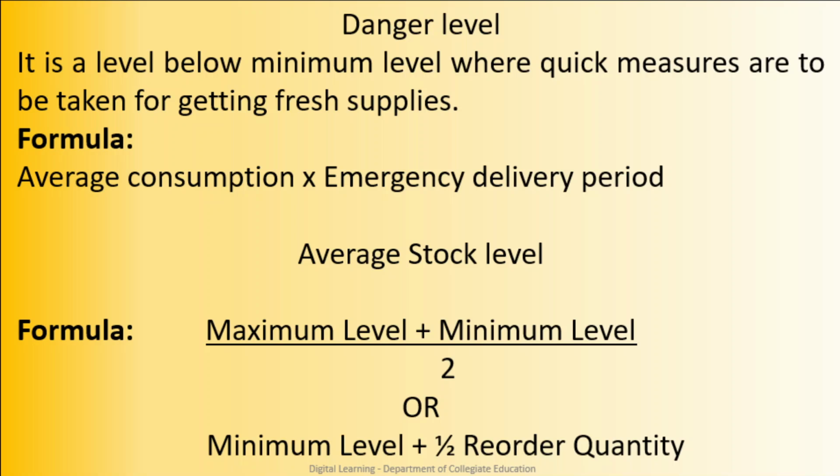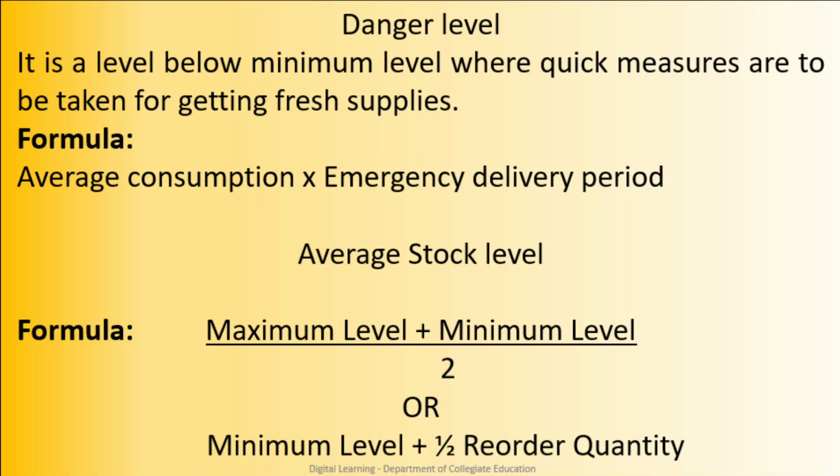The next type of stock level is danger level. It is the level below minimum level where the firm has to take quick measures for getting fresh supplies. The formula to compute danger level is average consumption into emergency delivery period.